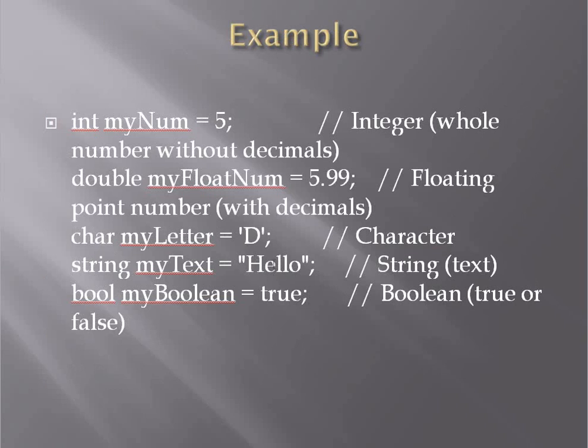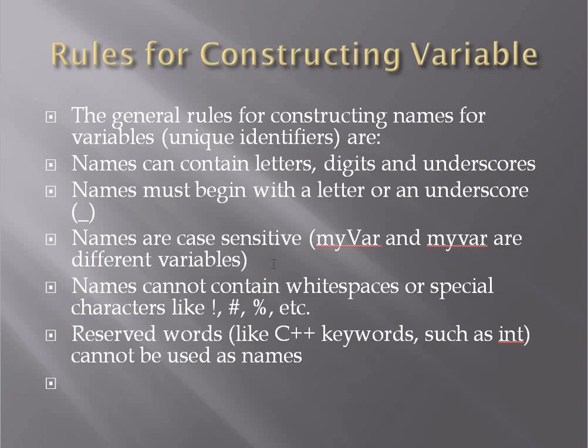Rules for constructing variables. When you want to make a variable name, there are certain rules, and according to those rules we have to create the variable names. The general rules for constructing a unique variable name are: the name can contain letters, digits or underscore. The name must begin with a letter or underscore. Names are case sensitive. Myvar and myVar are different variables.